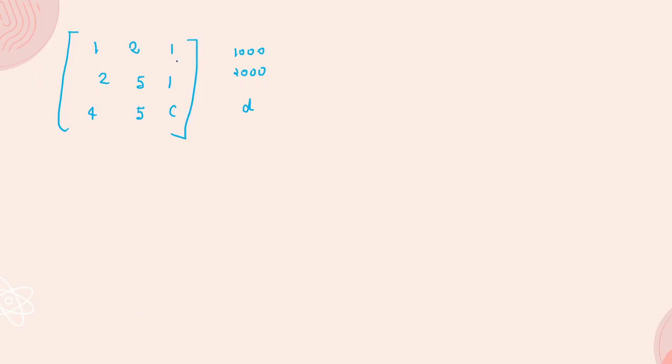So first what we will do here is make this entry 0. Here I am doing R2 = R2 - 2R1. So this will become 1, 2, 1, this will become 1000. 2 times 2 minus 2 will give 0. 5 minus 4 will give 1, and 1 minus 2 will give minus 1. This will remain the same, 4, 5, C. So this will become 0, 2000 minus 2000, and this is D.